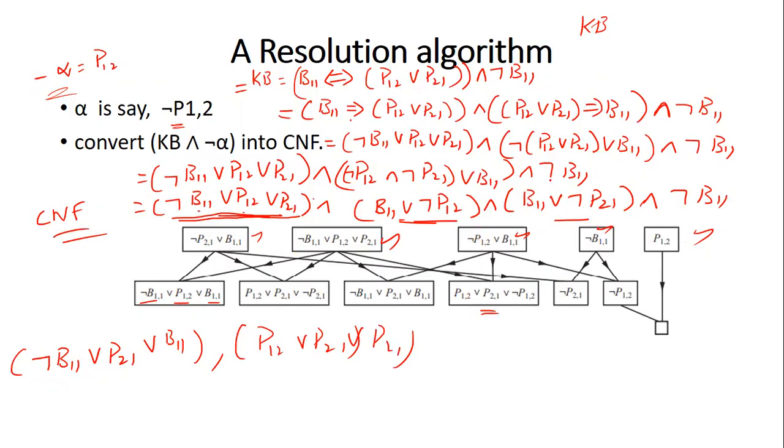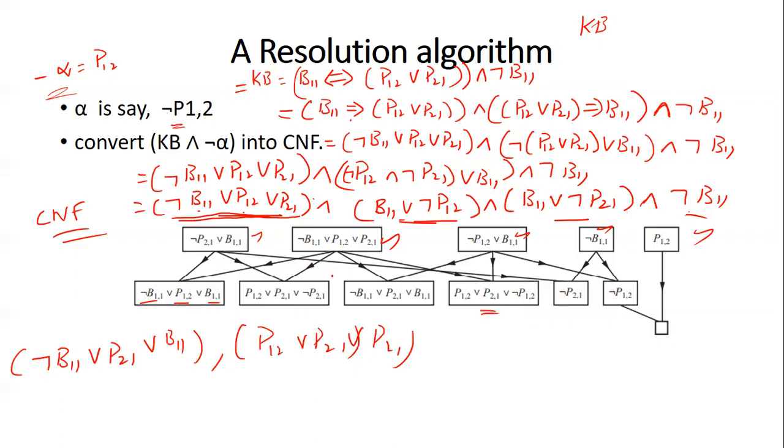Similarly, when you apply resolution between this and this, what you will get? You will get P12 or P21, right? That can be separately also written. Okay. So for this and this you cannot apply resolution because this is also not, this is also not. So that is not possible.